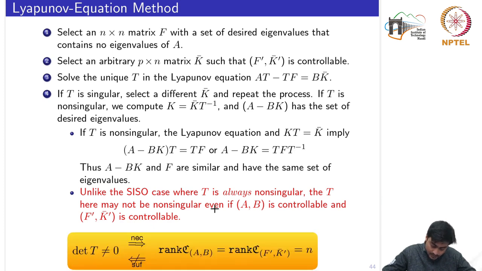In fact, this leads only to a necessary condition, meaning that if the matrix T is non-singular, or the determinant of the matrix T is not equal to 0, then it implies both the pairs (A, B) and (F transpose, K bar transpose) are controllable. But if both the pairs are controllable, it might not be possible that the matrix is non-singular. So this is only a necessary condition but not a sufficient condition.